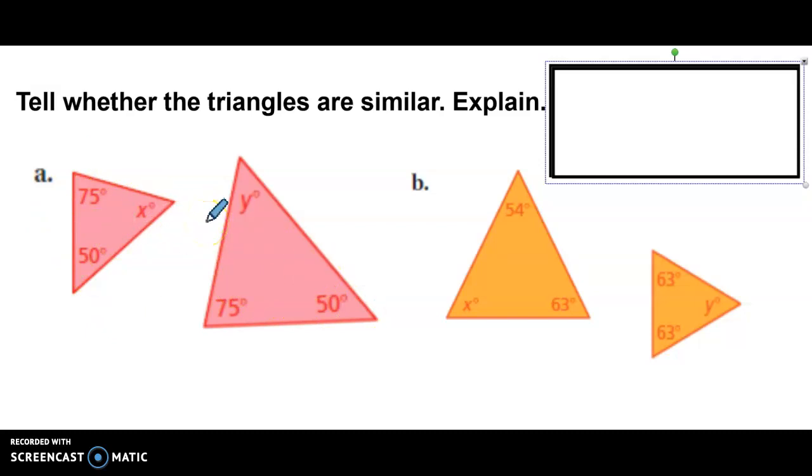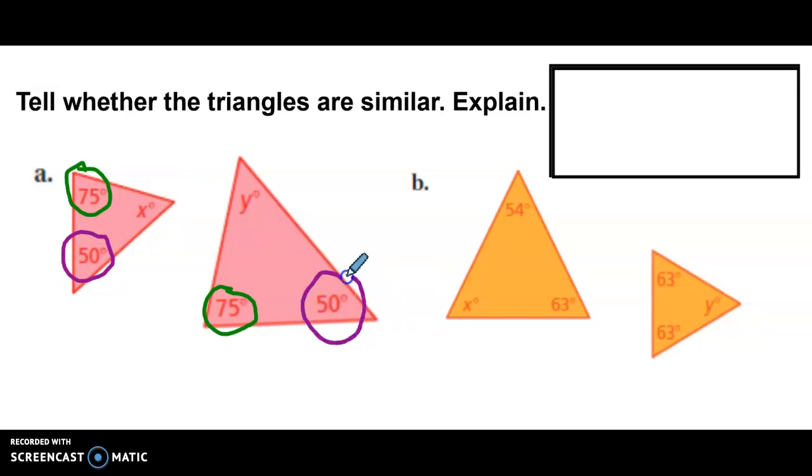My key idea says, well, if there's two pairs of angles that match, then they're going to be similar. Here I see a 75, and here I see a 75. So looking at the two triangles, I found one pair of angles that's the same, 75 degrees. Here I see a 50, and here I see a 50. So I now have two pairs of angles that are the same. These triangles must be similar.